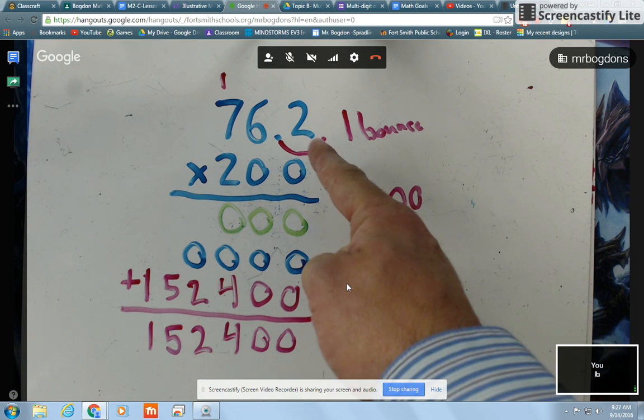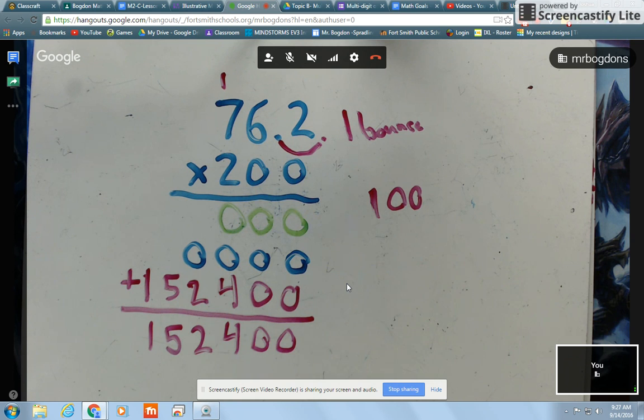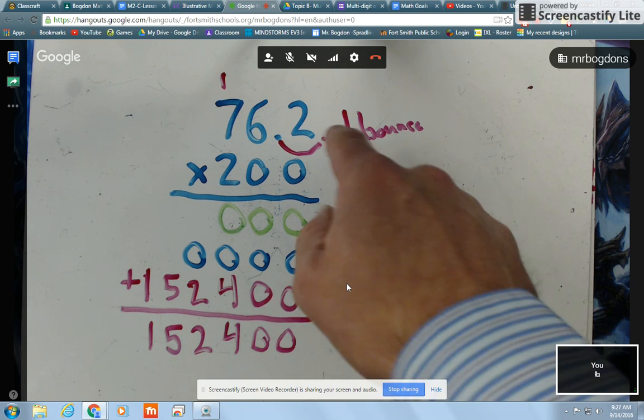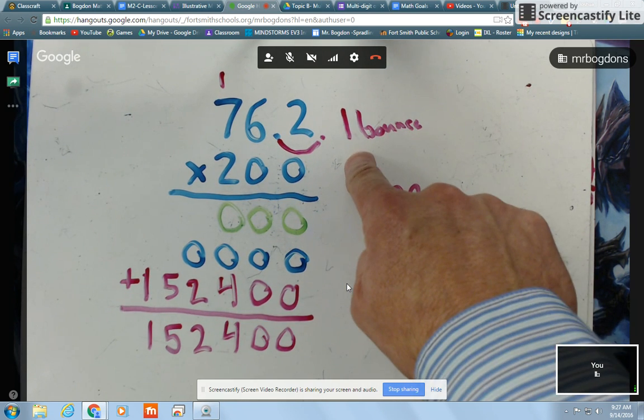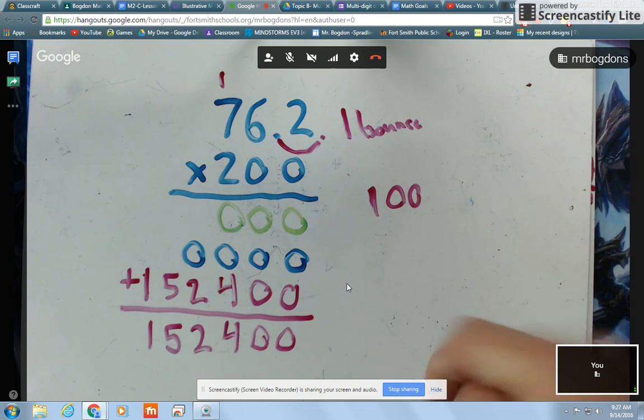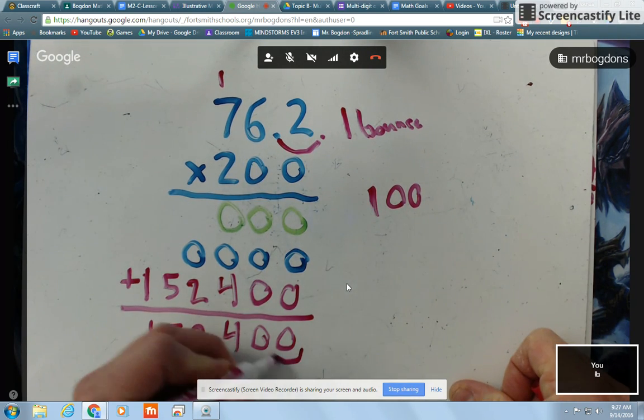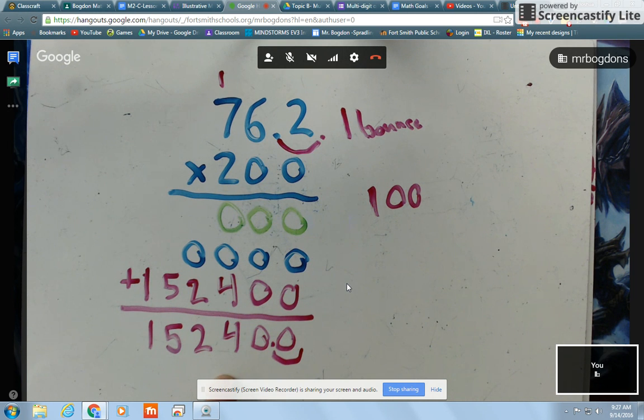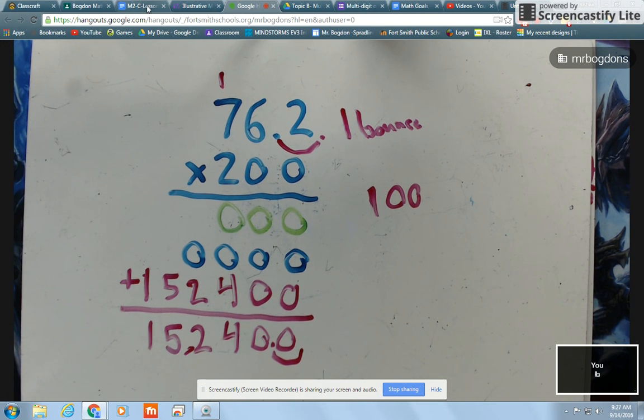But recall, we didn't have 762. We had 76 and 2/10. So I need to bounce back in. If I bounce out 1, how many times am I bouncing back in? 1. So my final product is 15,240. I could say 0 tenths, but I could also say 0 millionths. I can say 0 thousandths. It's really unnecessary.